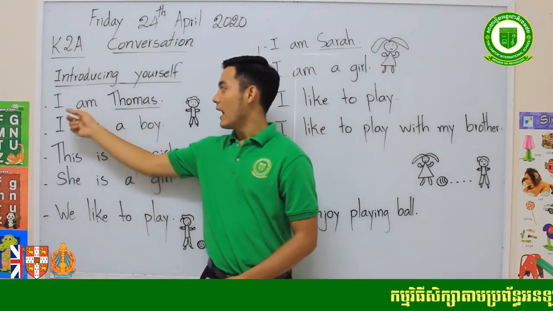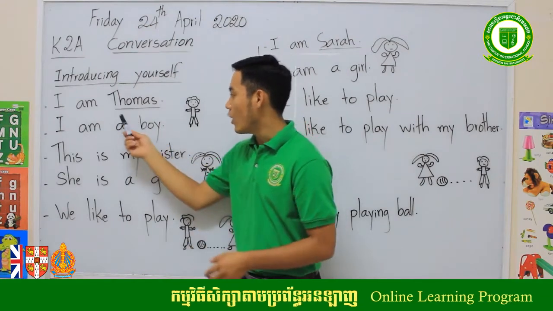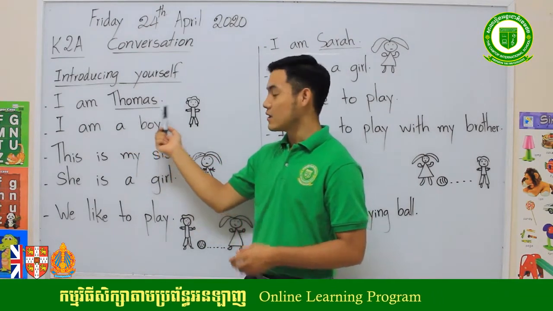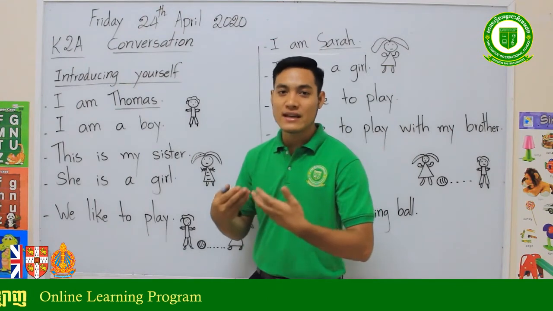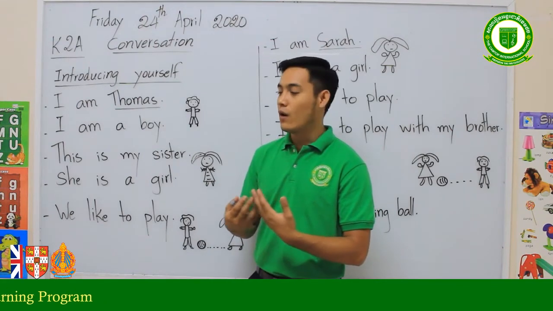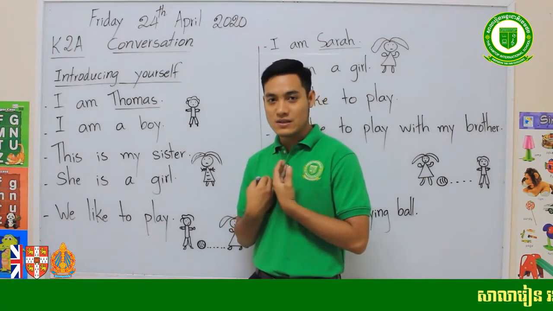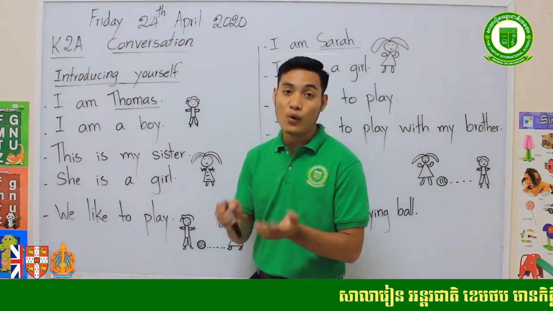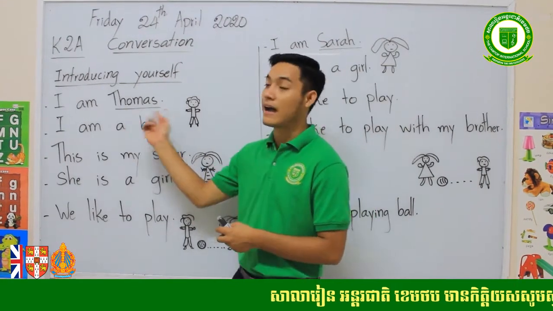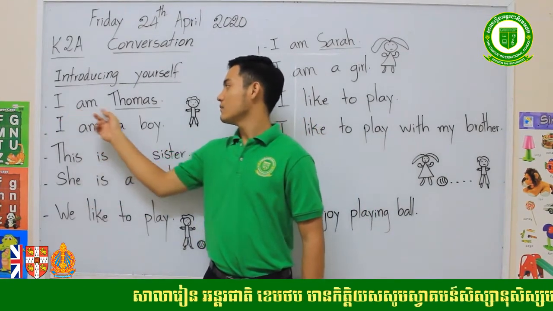Why do I underline the word Thomas? Here it is Thomas, but when you say this sentence yourself, you can say, "I am Piseth," or "I am Grace," completing it with your own name. That's why I underline the word Thomas. Again, "I am Thomas."